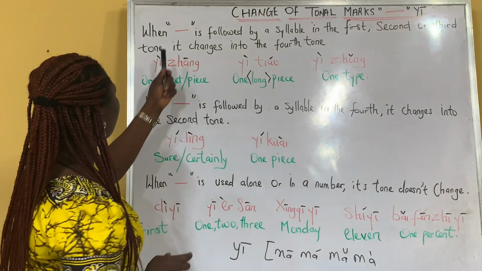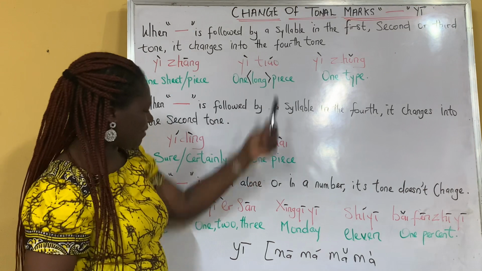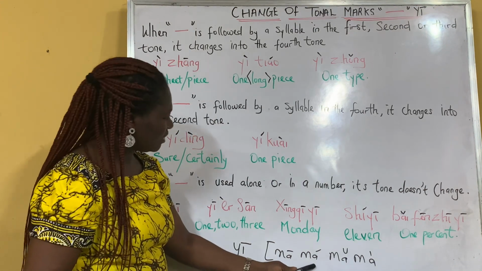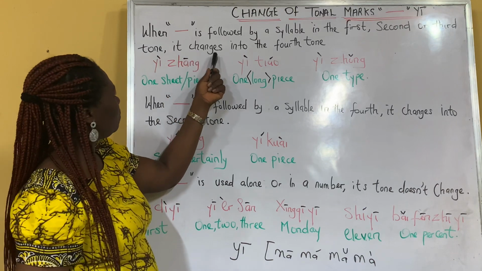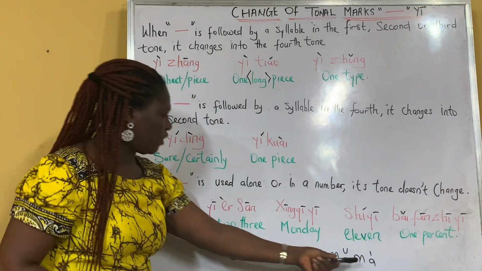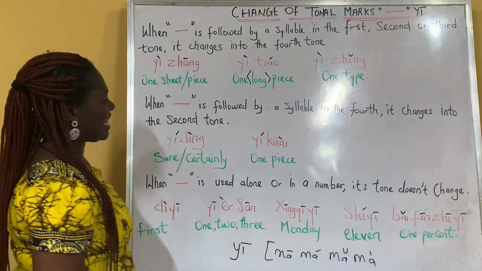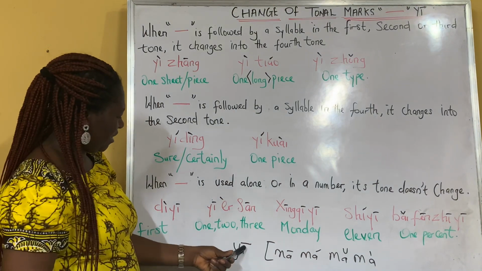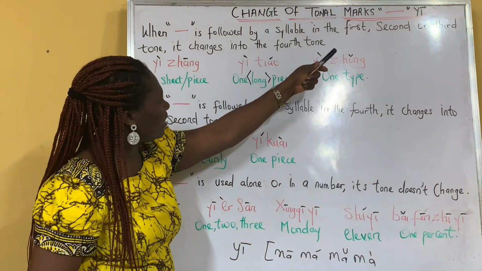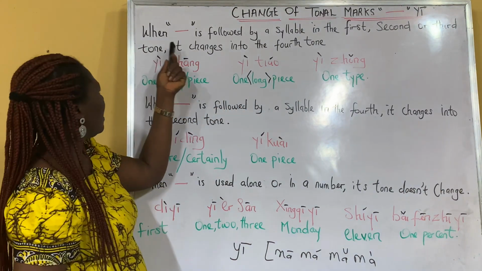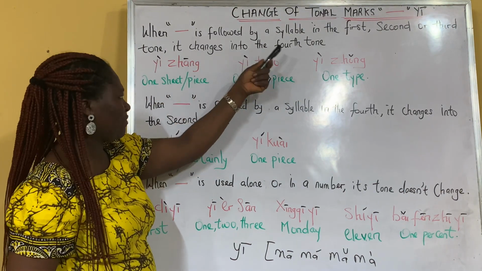So the first rule is when 一 is followed by a syllable in the first, second, or third tone, it changes into the fourth tone. Do you understand? Again, when 一 is followed by a syllable in the first, second, or third tone, it changes into what? The fourth tone.